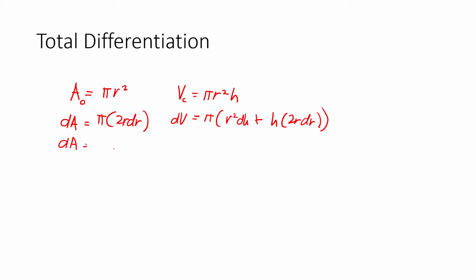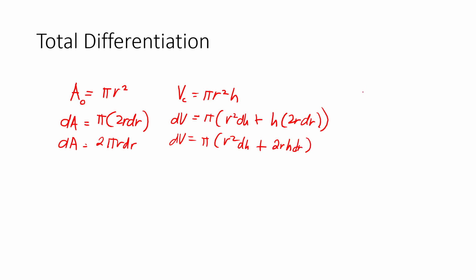If we simplify this, this will be 2 pi r dr. This one will be pi times r squared dh plus 2rh dr.